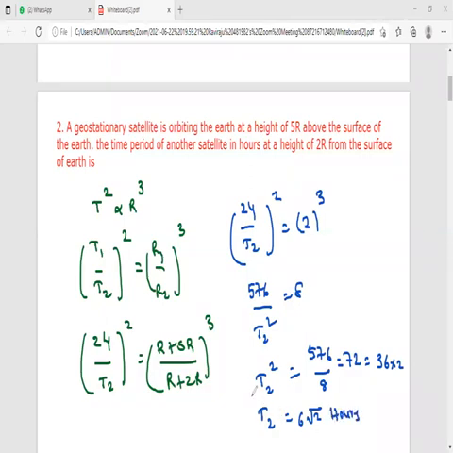In terms of hours, we have written 24 hours was taken, no? So here also the time period should be written in hours. So finally, the time period of the geostationary satellite itself, the time period of another satellite which is moving at a height of 2r from the surface of earth, is 6 root 2 hours.